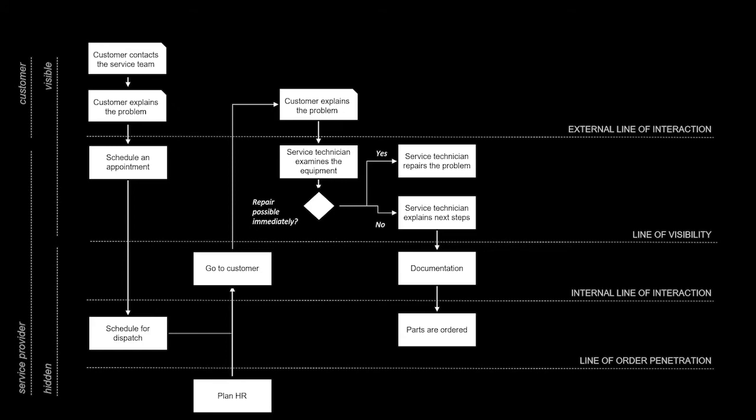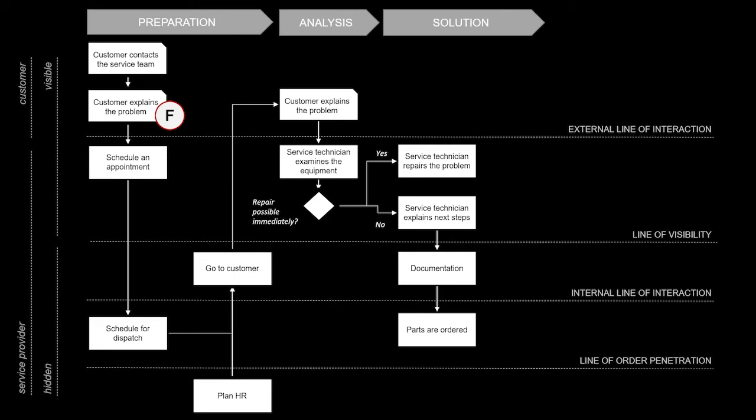If we now reflect on the process up to this point, we may recognize that a potential source of error is the initial problem description of the customer. We can therefore mark it with an F. We should take a closer look at this potential source of error when optimizing the process. If it makes sense, the activities can of course still be broken down into large process steps in order to increase clarity. Here, for example, in preparation, analysis, and solution.